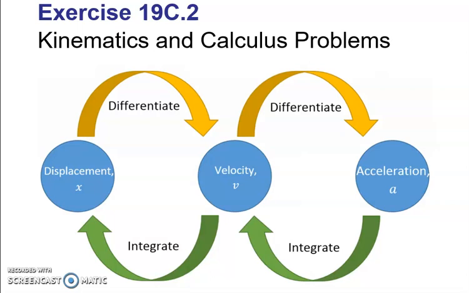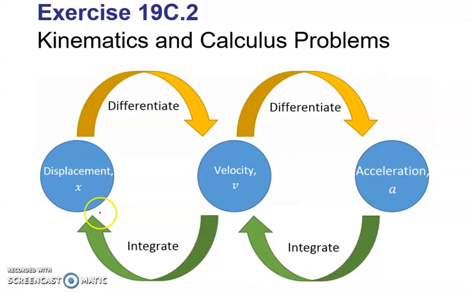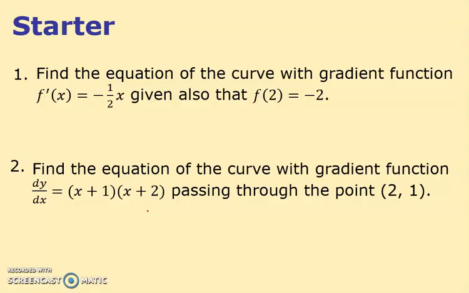Hi there, it's another look at kinematics. Last time we looked at 19C.1, which was how to use differentiation to go along this route from x to v to a. Today, as I hinted at last time, we're going to go the backwards version. We're going to integrate instead. One takes us one way, the other takes us the other way. So let's have a look at a couple of examples.